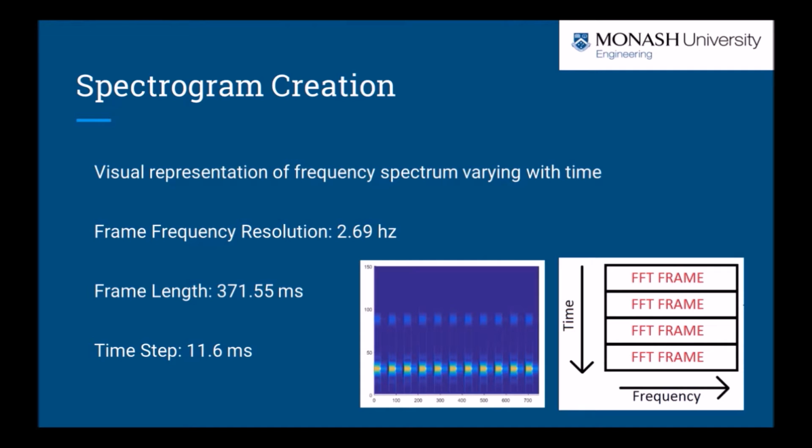The resulting matrix can be heat plotted to represent a traditional spectrogram, with the horizontal axis representing time and the vertical the frequency spectrum. The color of the plot shows the magnitude of this frequency content. This can be seen below in the plot on the left. Given the parameters we chose when performing our sliding FFT, our spectrogram has a frequency resolution of 2.69 Hz and a time step of 11.6 milliseconds. Our reasons for these parameters is discussed in the report.